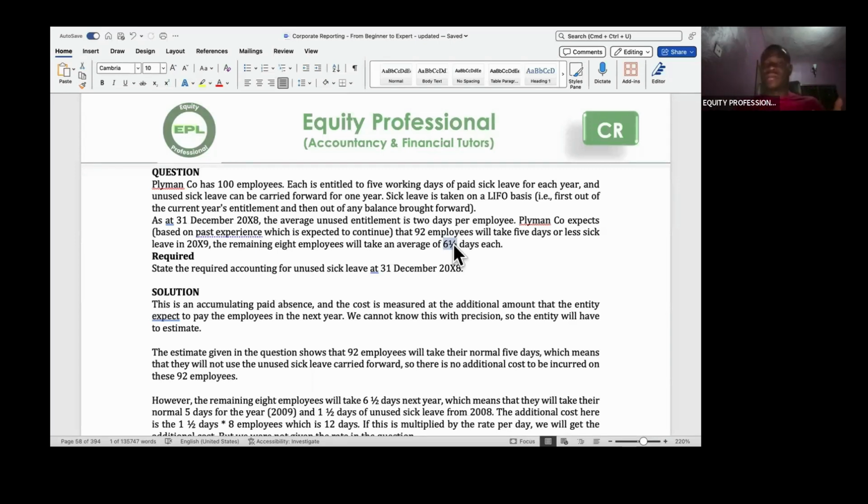And that's the answer. This question did not give us how much we pay per day of leave. If they give us the amount per day of leave, we'll just multiply that by the 12 days. Okay? And that's that for this question.